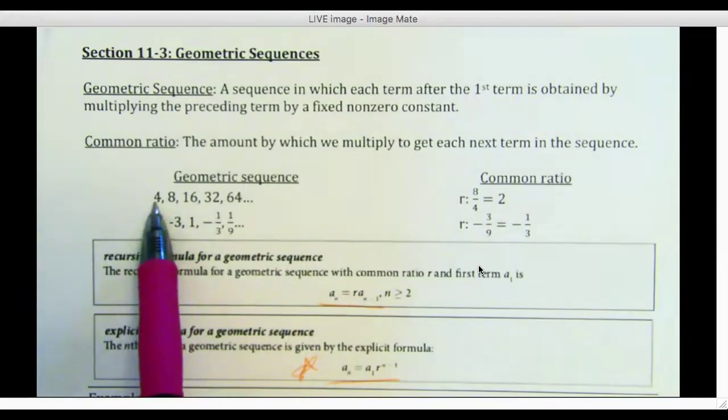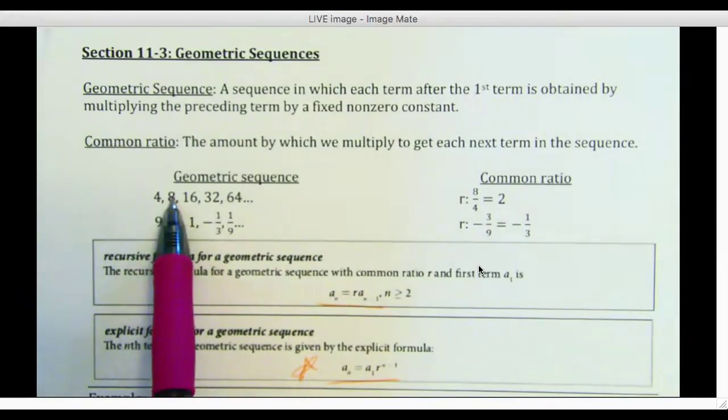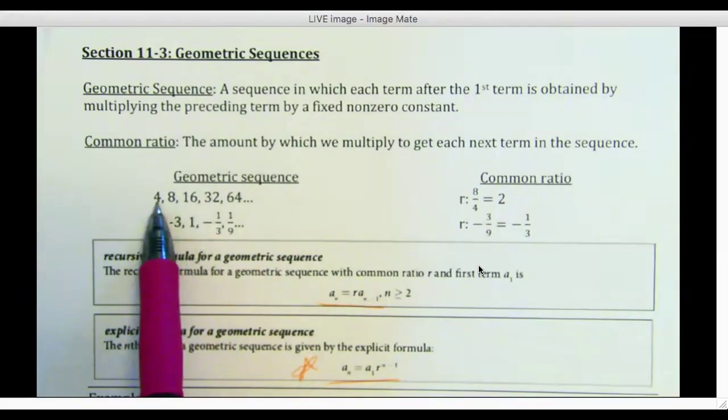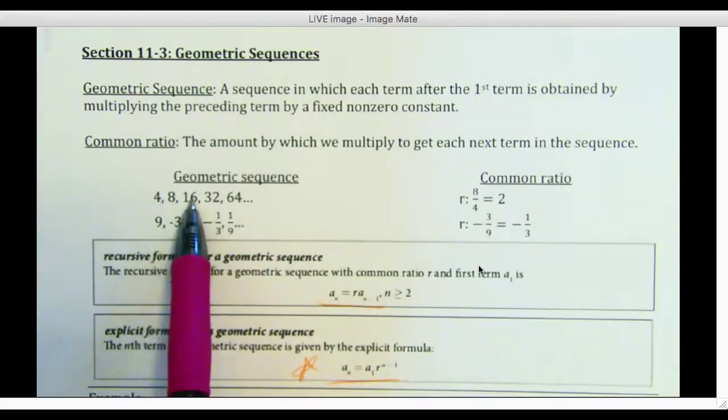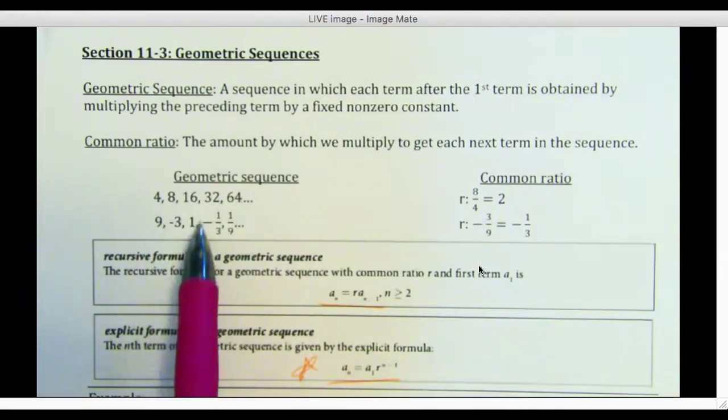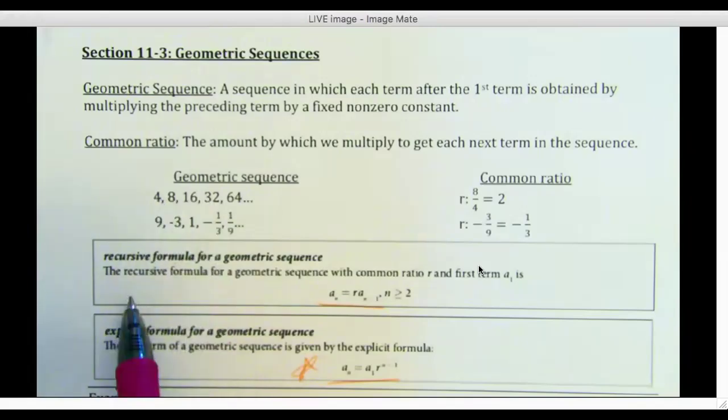So 4 times 2 would be 8. 8 times 2 would be 16. 16 times 2 would be 32. We can see that if I subtracted, this difference is 4, this difference is 8, this difference is 16, this difference is 32. And so it's not the same difference every time, but it is the same ratio. So these have a common ratio.